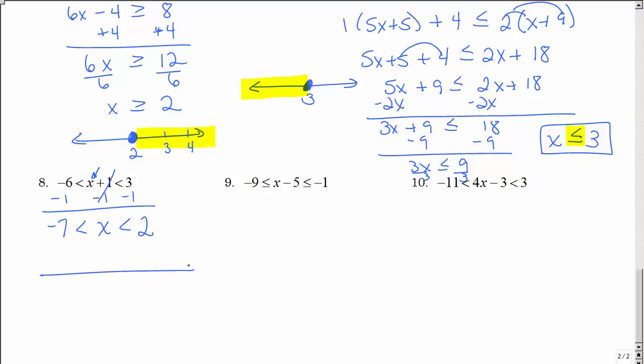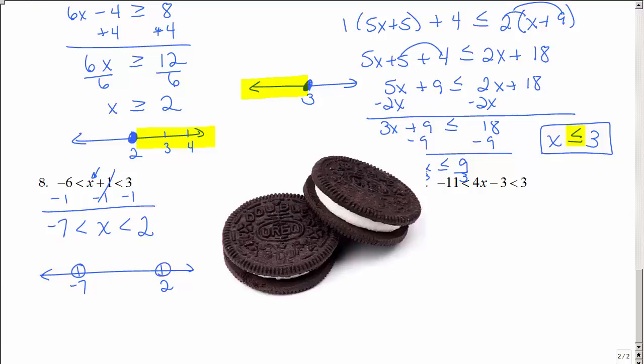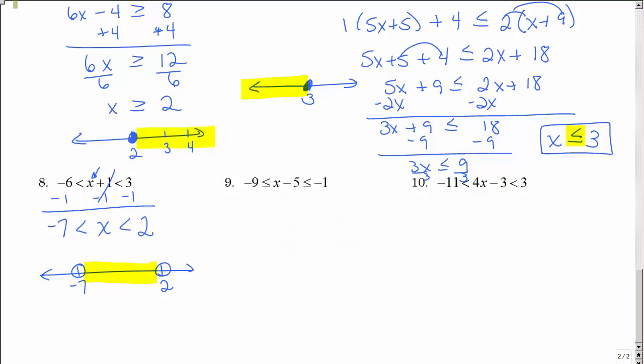Except for putting that on a number line. So we put the negative 7, we put the 2, they're open circles, and x is like the stuffing in the middle of that Oreo cookie. In the middle. That means all the numbers between 2 and negative 7, if you put them back into that inequality, are going to be a true statement. Pick a few. Try it out.